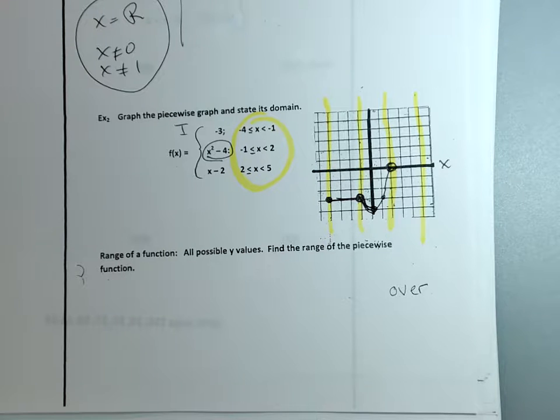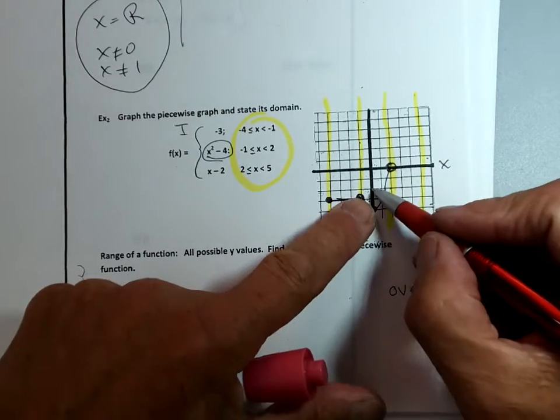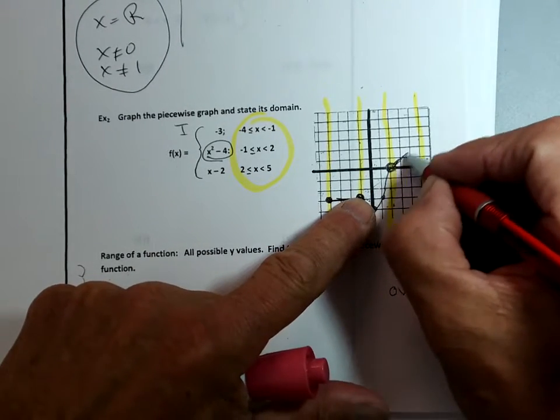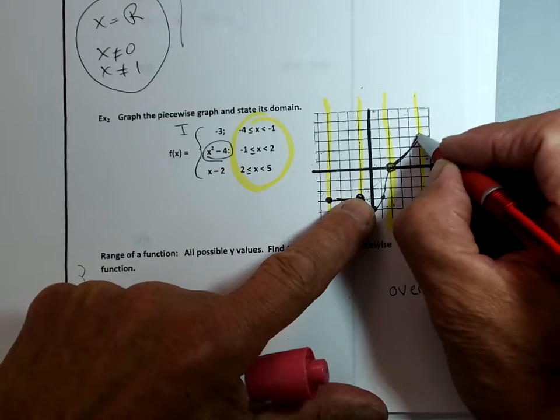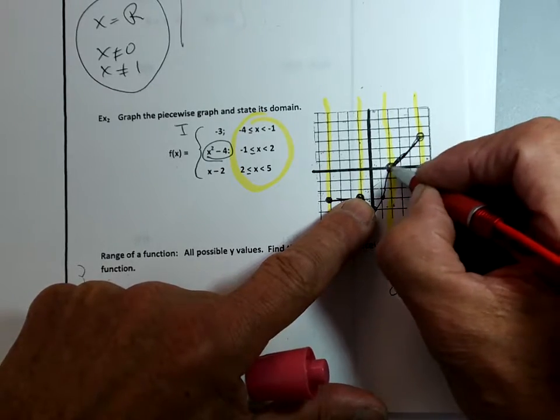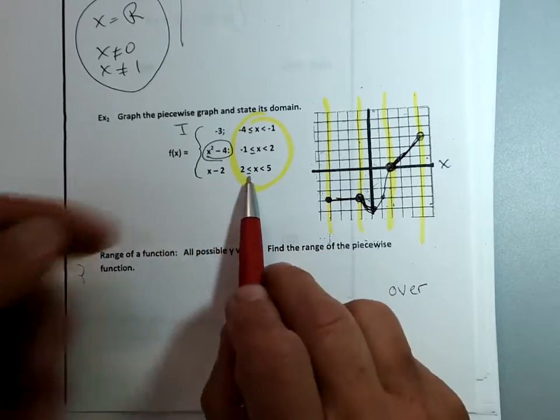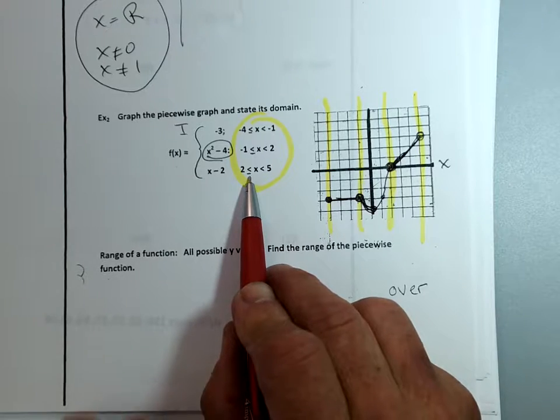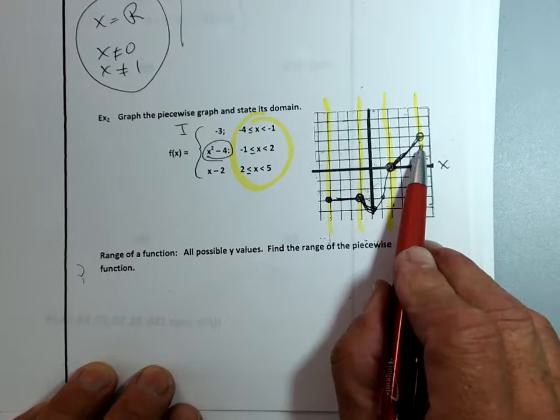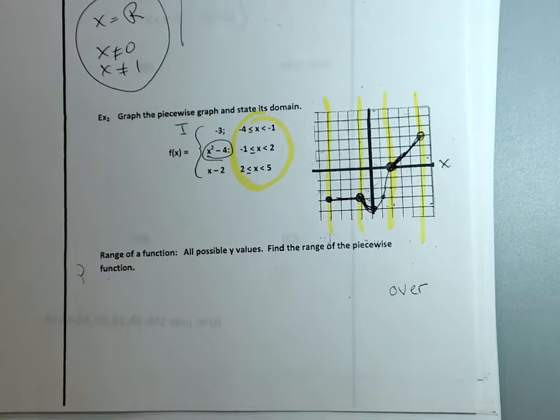So I'm only going to keep that piece right there. And it's going to go right like that. And I fill in the hole because it gets to equal it there, okay? So now, all of the holes are filled in, not that one though.